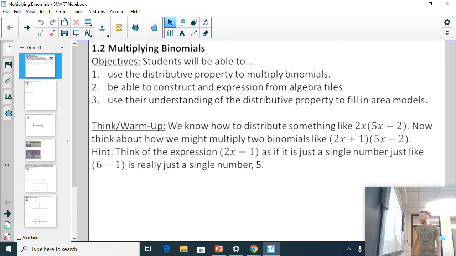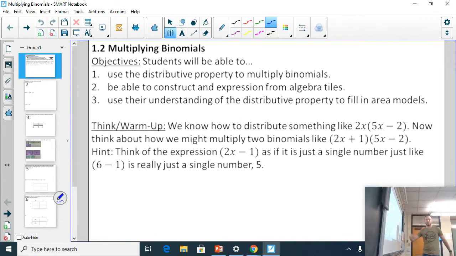Alright guys, welcome back, and today we're going to be going over multiplying binomials. And so for a think slash warm up, we know how to distribute something like 2x times 5x minus 2. We would just multiply both those things by 2x. Now think about how we might multiply two binomials.